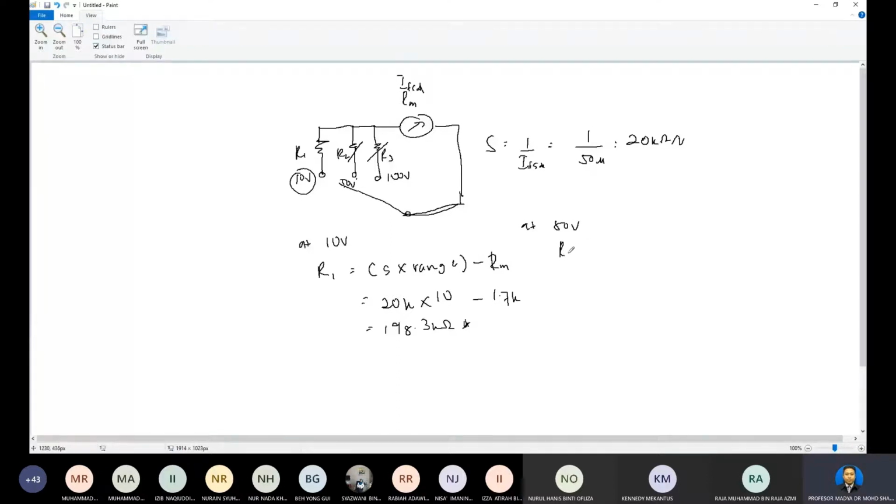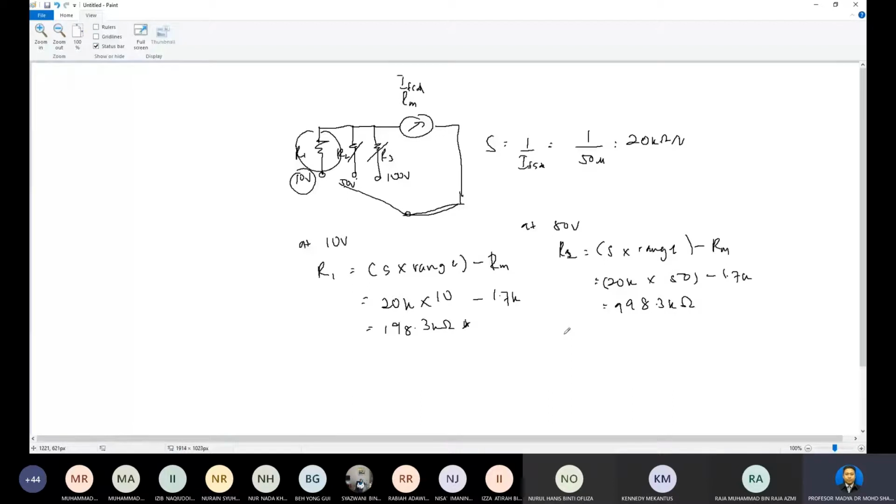You can use the same formula. R2 equals S multiplied by range minus Rm. The sensitivity is the same, multiplied by 50, then minus 1.7 kilo. The answer will be 98.3 kilo ohms. That is for R2, which means R1 and R3 will be ignored.